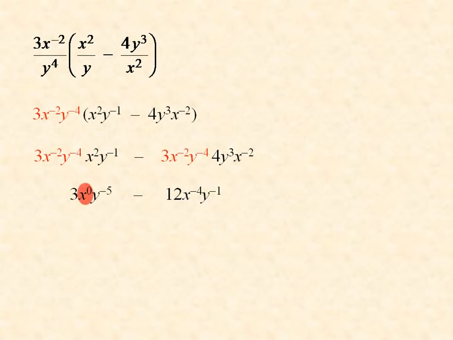Now, the x to the 0 is 1. So the first term is 3 times 1 times y to the negative 5th. And then we can interpret the negative exponents. And we have 3 over y to the 5th minus 12 over x to the 4th y.